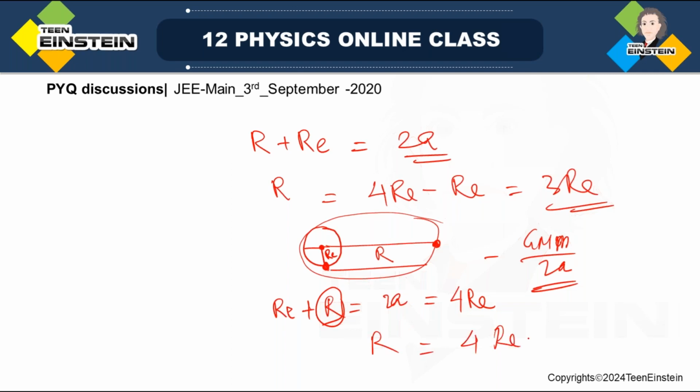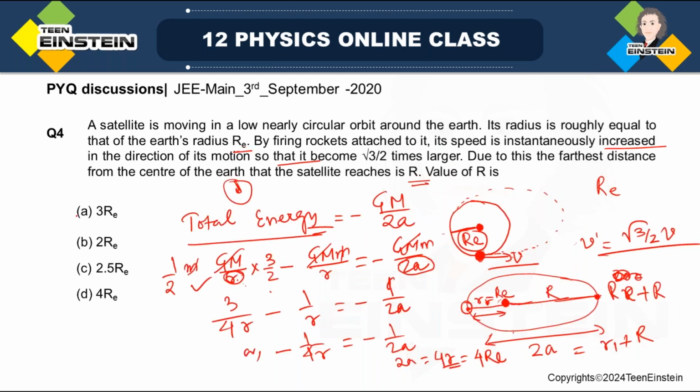4 Re minus Re, so that will be 3 Re. Okay, so option A will be the correct answer for this question.